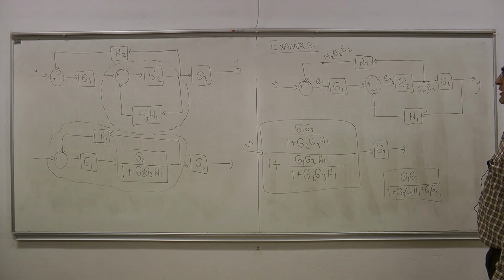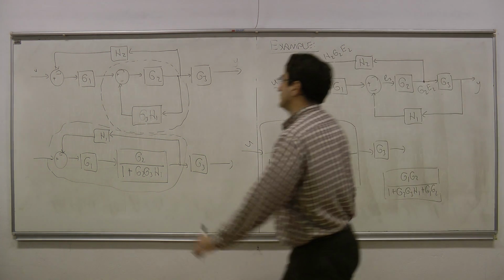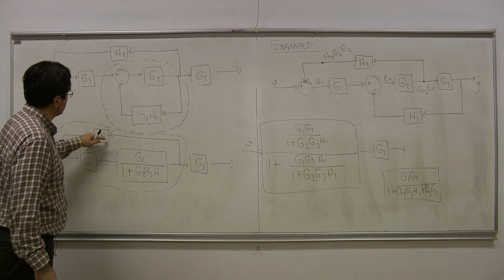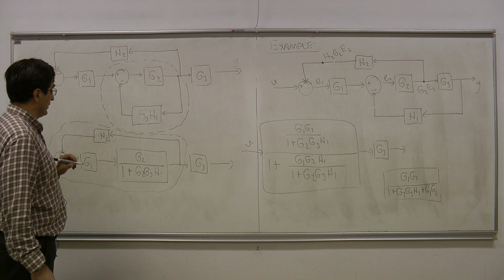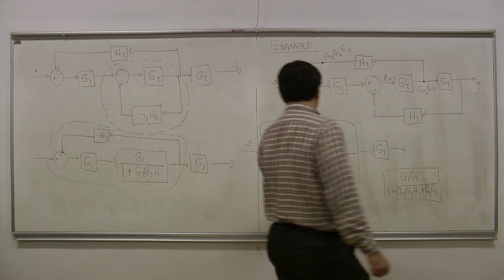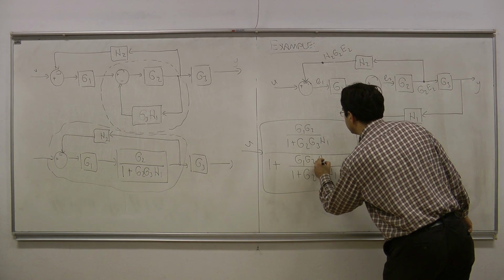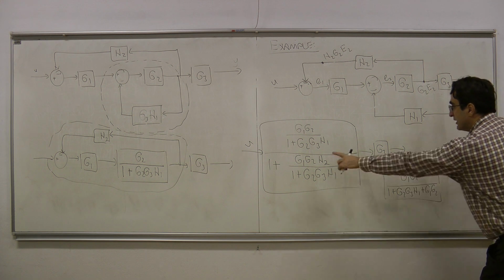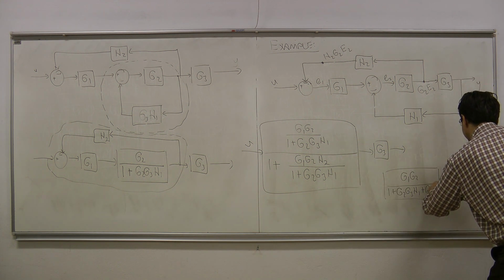Maybe I made a mistake somewhere here. Yes, this mistake is here. So this was H2, but I have written H1 here. I'm really sorry about this. So here, while passing through to here, I need to replace this thing with H2. Okay, so this thing is G1, G2, H2 here.